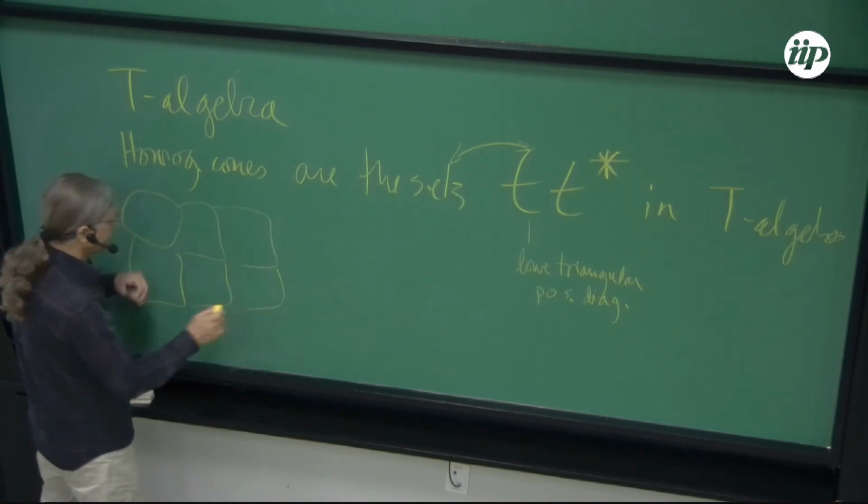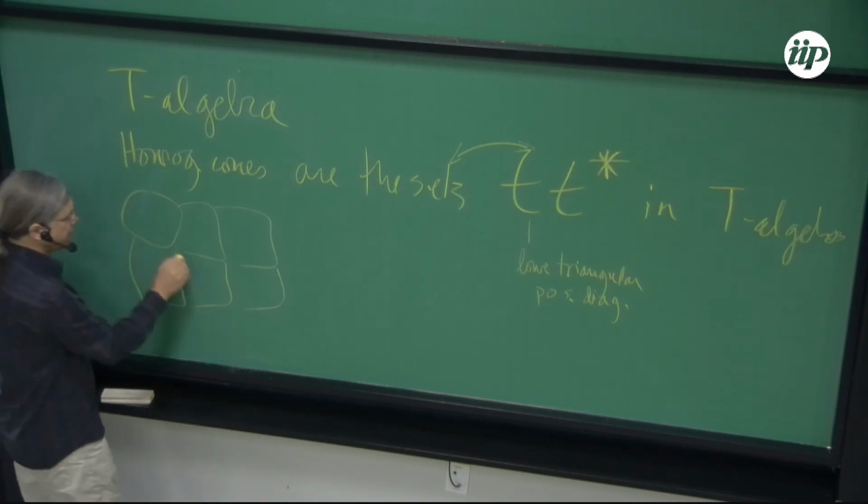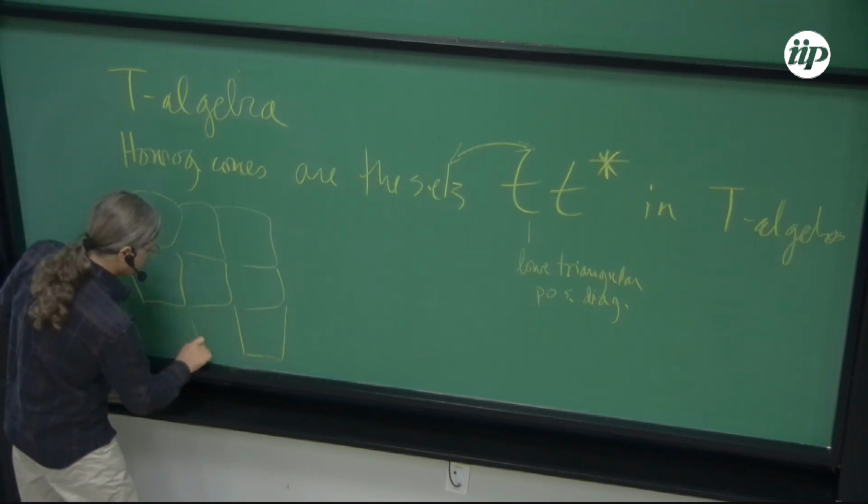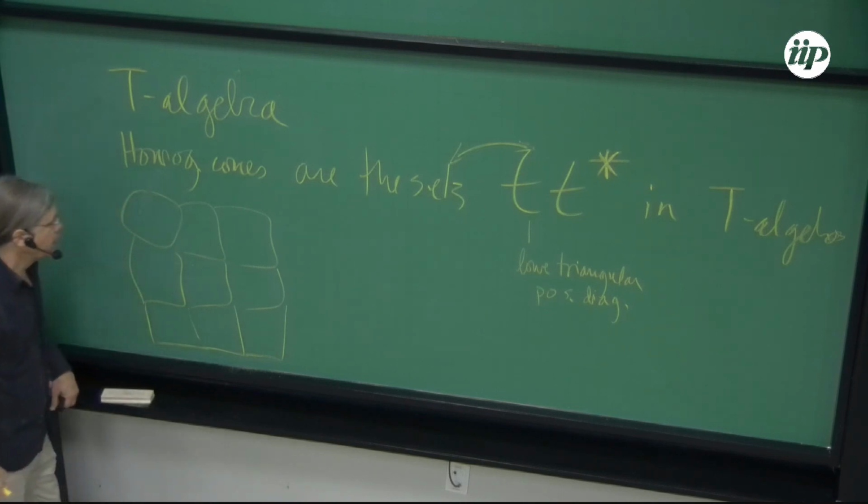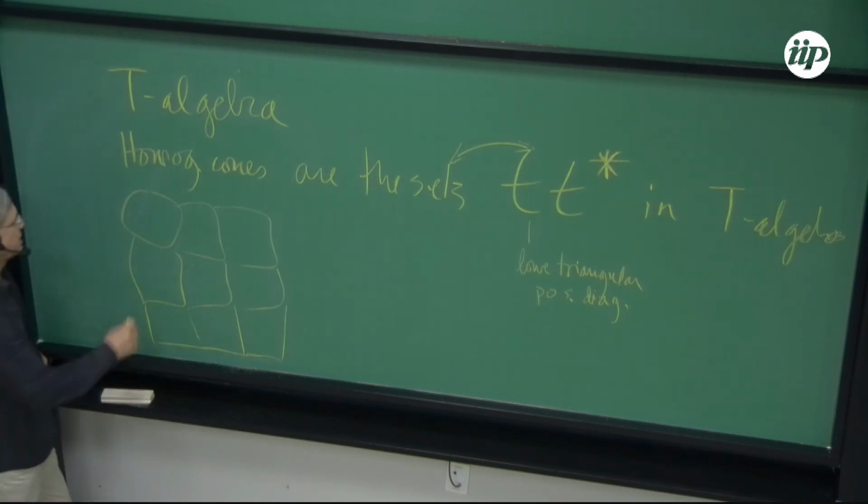Okay, so here we are. And all of the diagonal, well, make it square. All of the diagonal algebras are isomorphic to R.